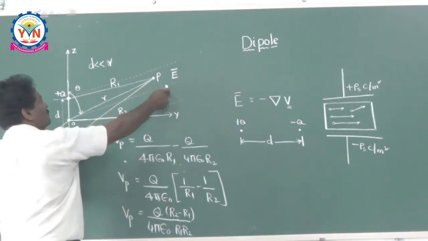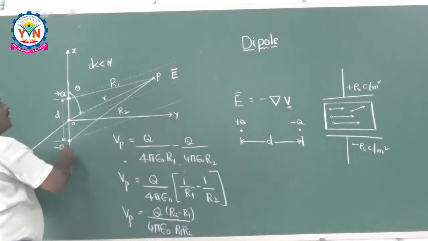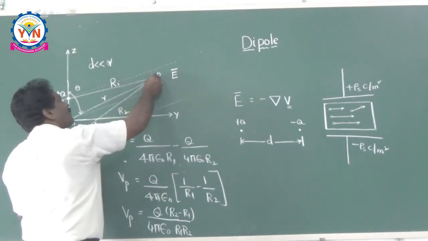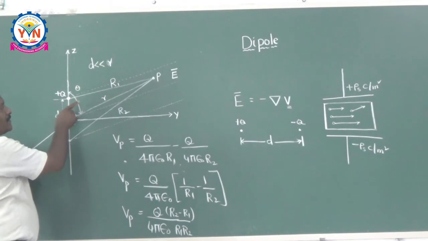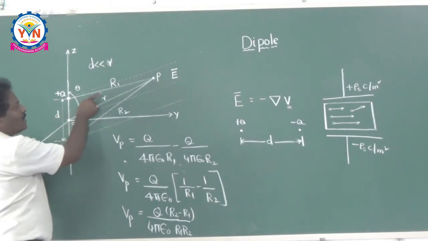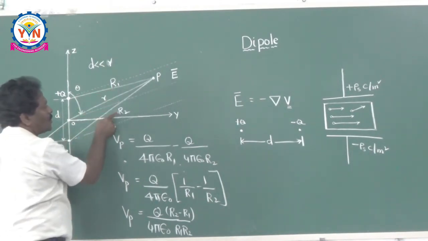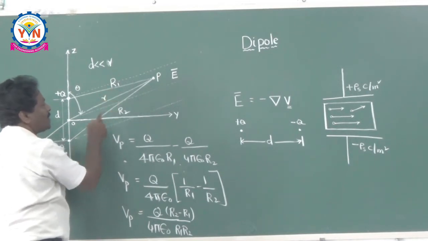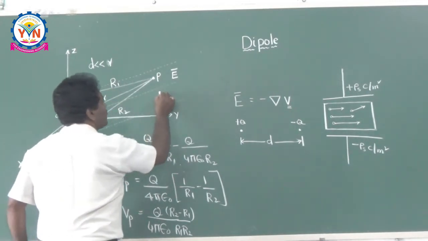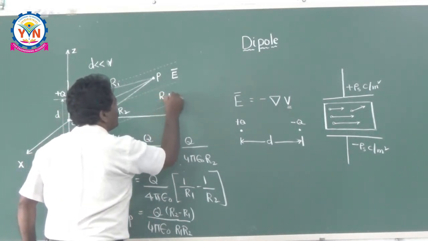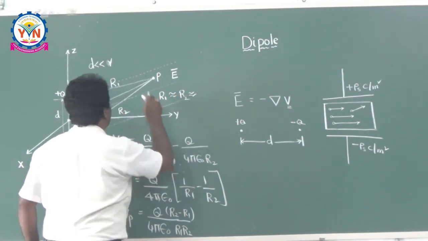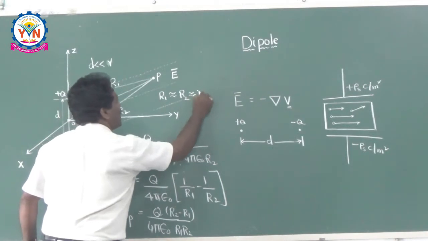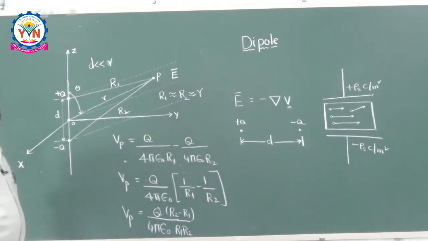This is R2, and see, this point P is very far away from this dipole. That's why the distances R1 and R2 are almost equal. So you can take the approximation R1 is approximately equal to R2 is approximately equal to small r. It is nothing but the average distance like this.